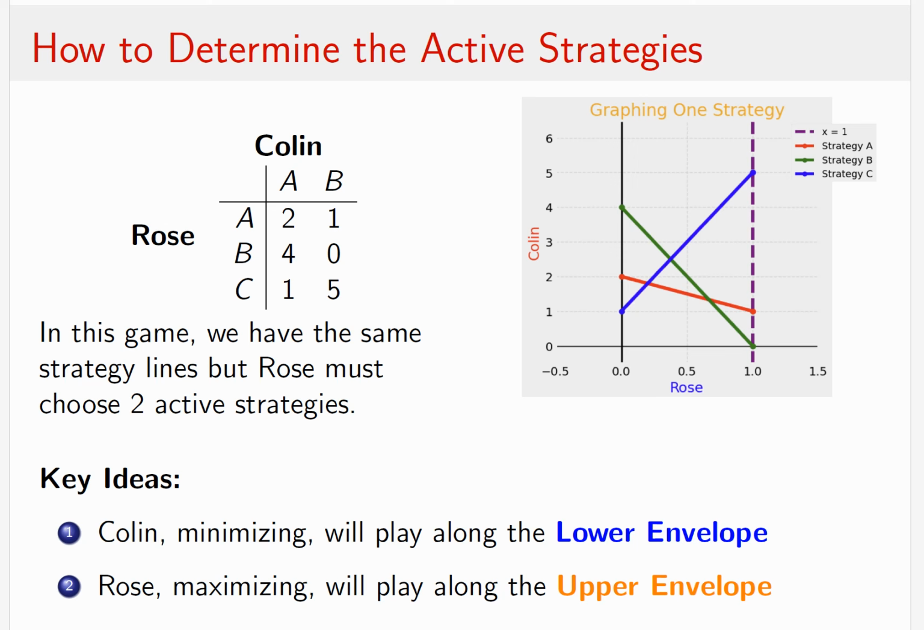Okay, so remember we determined that column minimizing will play along the lower envelope and that rows maximizing will try to play at that intersection point, right? That's the highest value of the game. Okay, so what are we going to do? We're going to look at the two strategies that intersect at that point, the red and the blue, which is points 1 and 3.